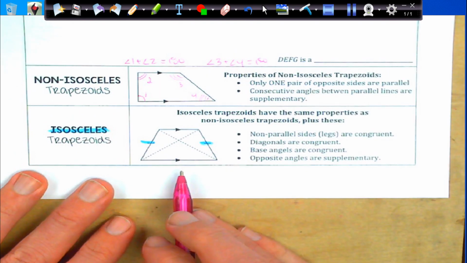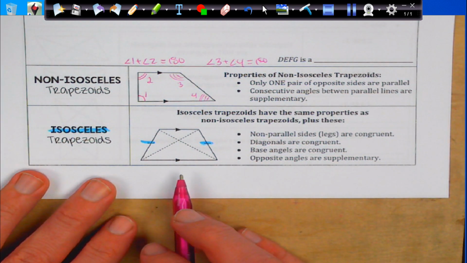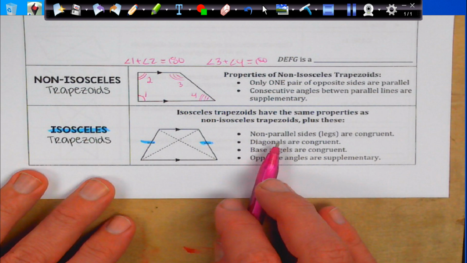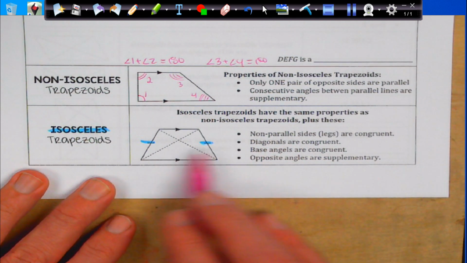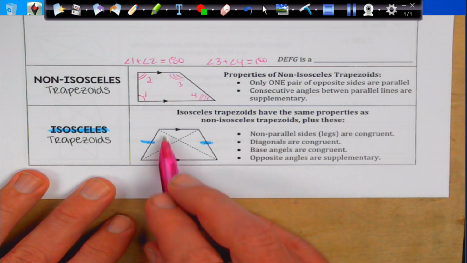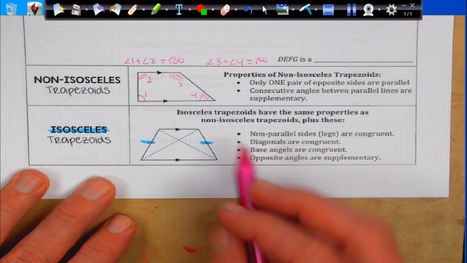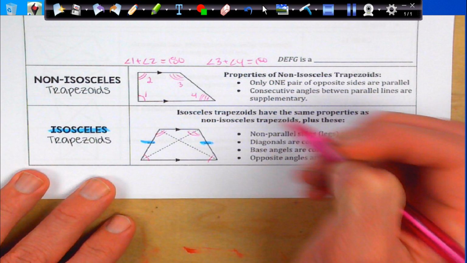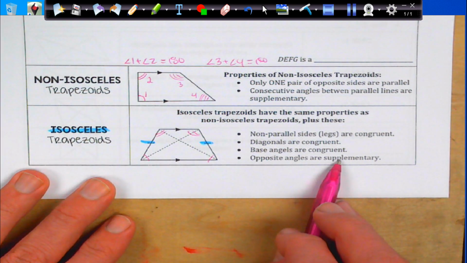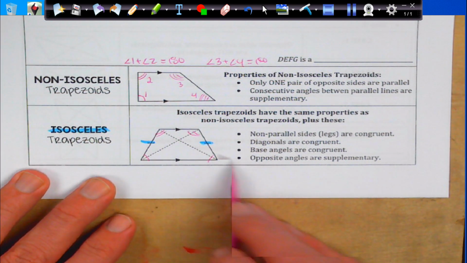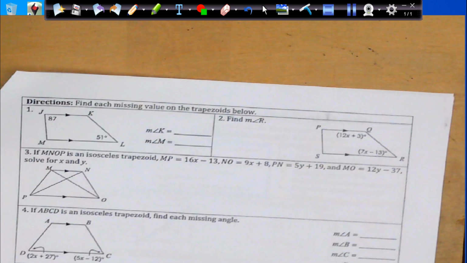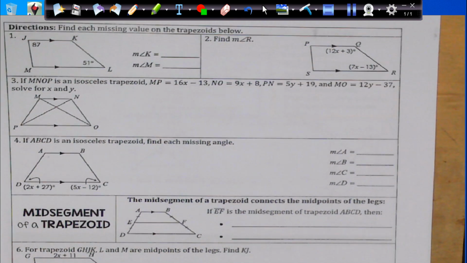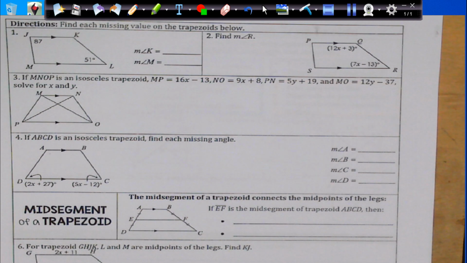If it's an isosceles, which we actually see way more commonly, the non-parallel legs are congruent. Diagonals are congruent, so this diagonal is equal to that diagonal. Base angles are congruent, so this angle is equal to that angle, and these angles are equal to each other, and opposite angles are supplementary, so these add to 180 as well. So a lot more rules going on. When we apply all those rules, it gets a little messy, and I can't possibly do all of these, so we're just going to do a quick setup on all of these.